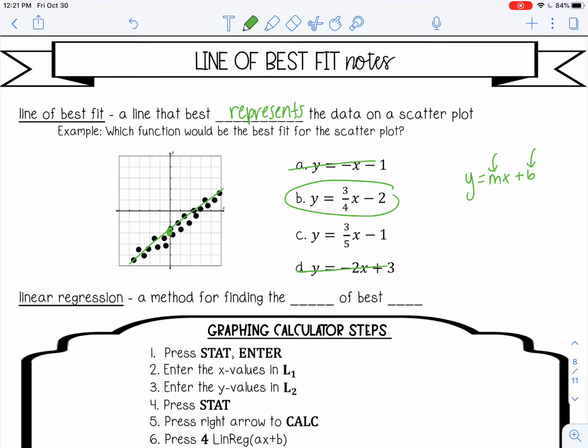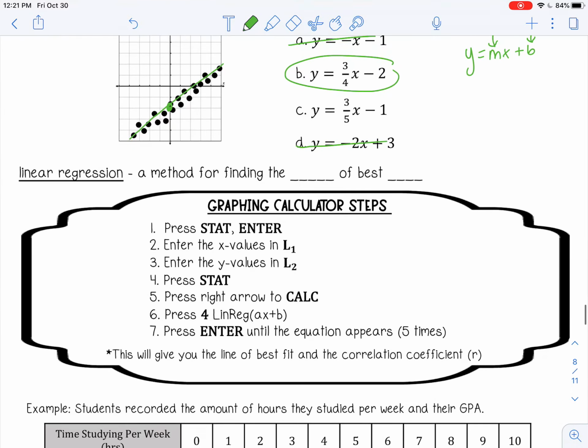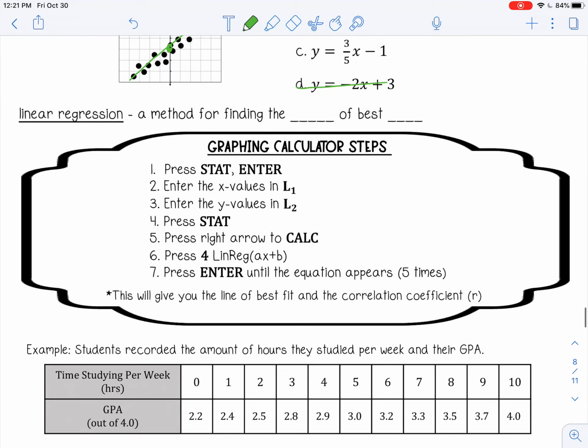Now, the data is not going to fit perfectly on that line. That's why it's called the line of best fit. It's the best fit for that data. Linear regression is a method for finding the line of best fit. And you can do that in your graphing calculator using these steps below.